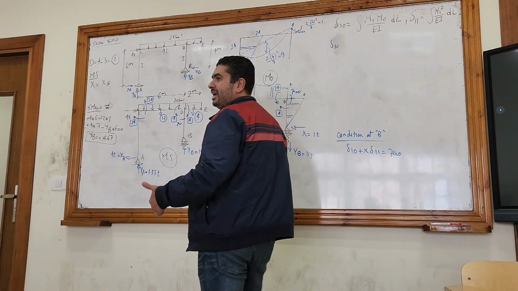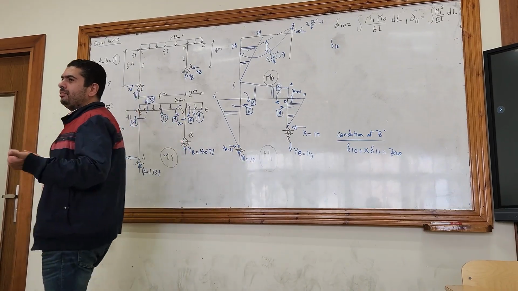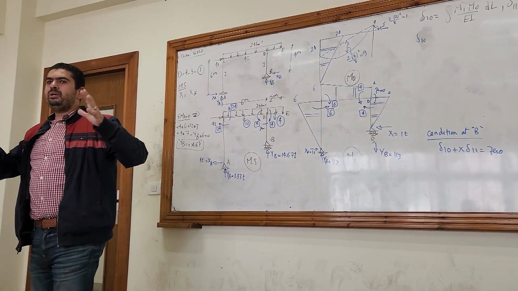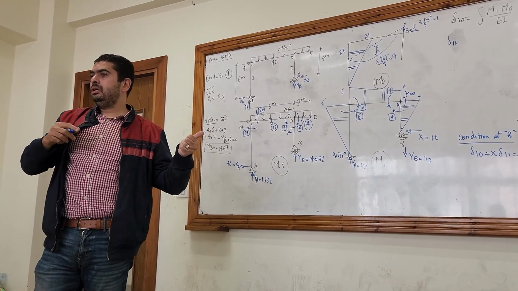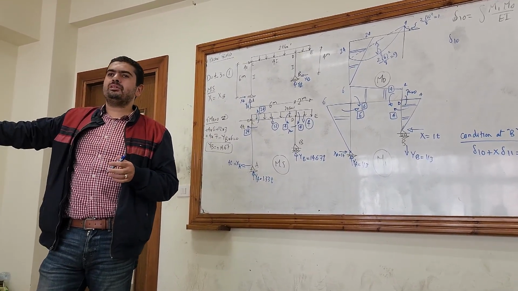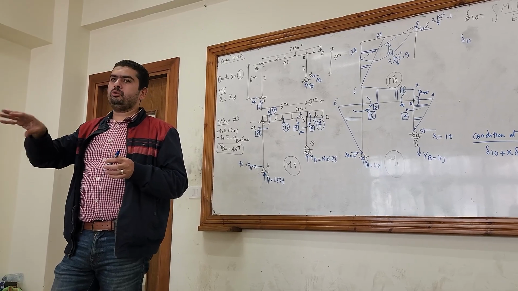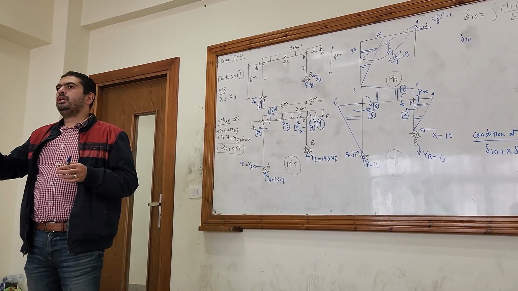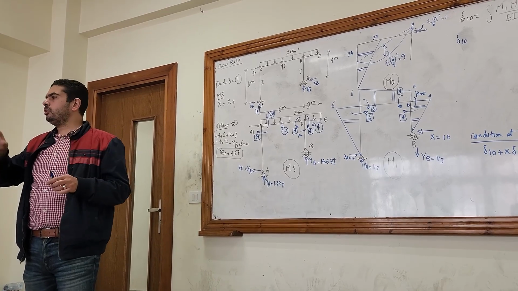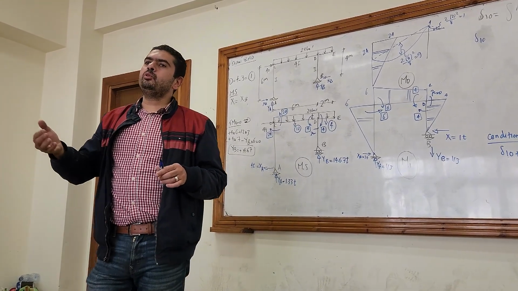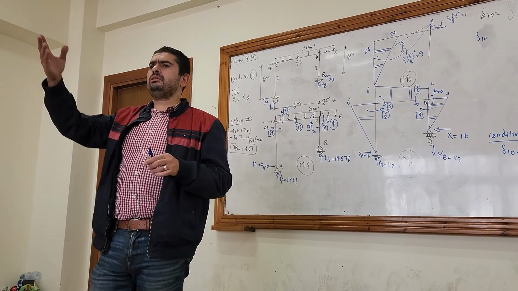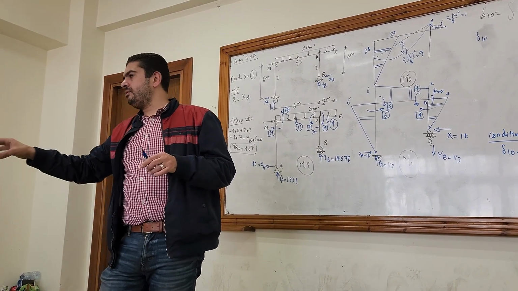Here it differs from the determinate structure. Why? In the determinate structure, the big equation of the integration is the final answer. You are calculating a horizontal displacement, a rotation, or a vertical displacement. So this is the final answer. Even if you didn't put the answer, there are steps, and this is the final answer.